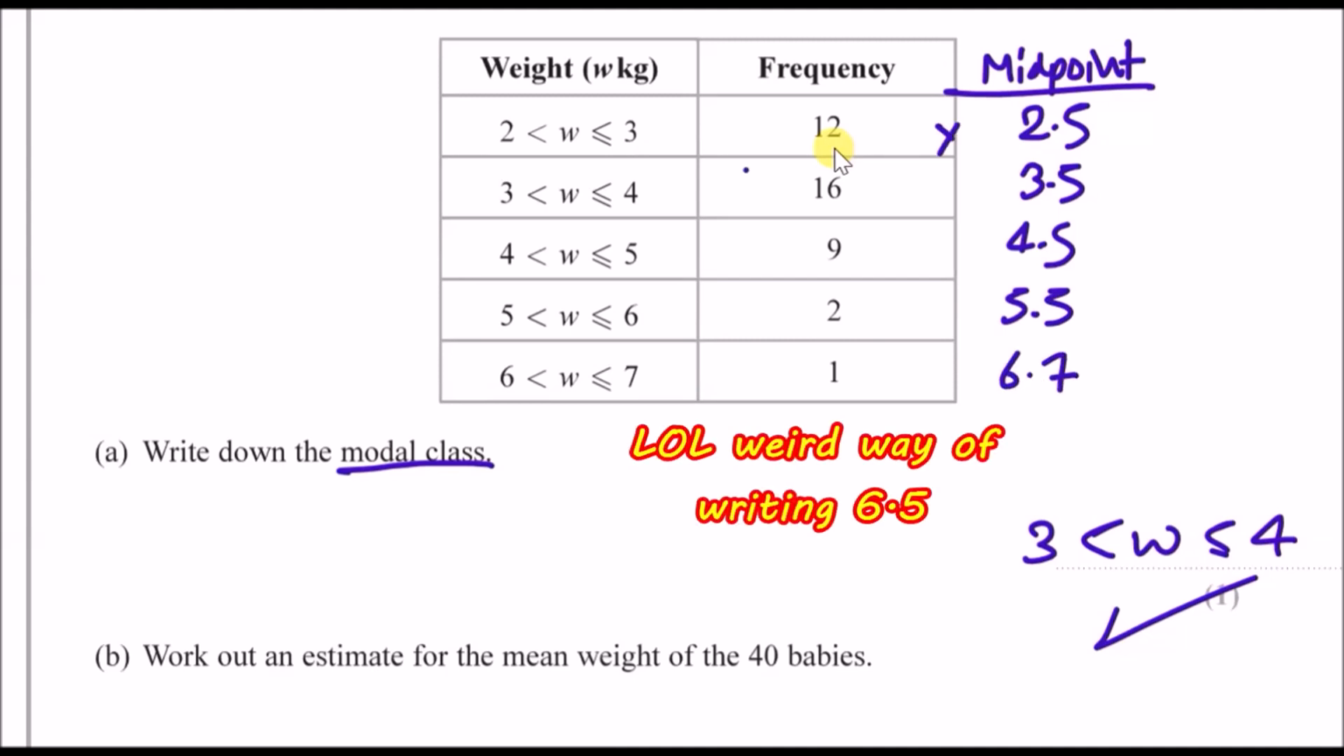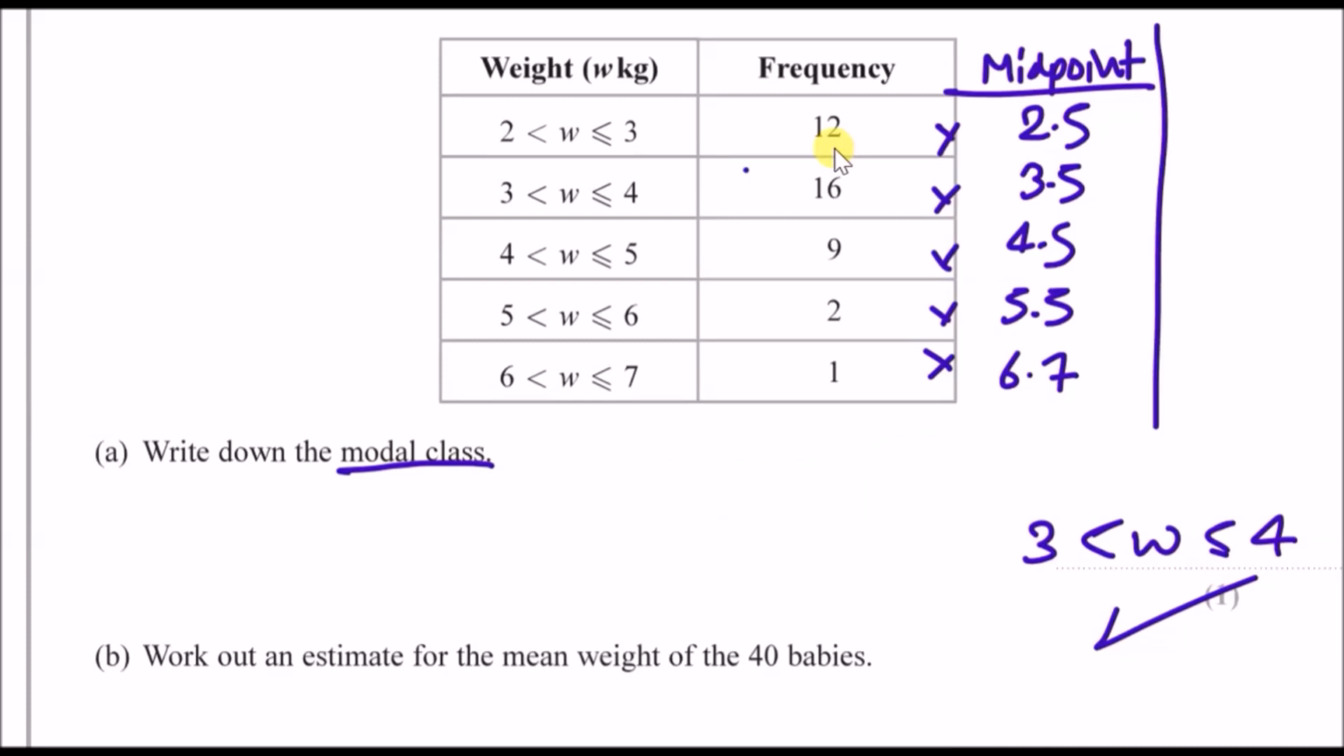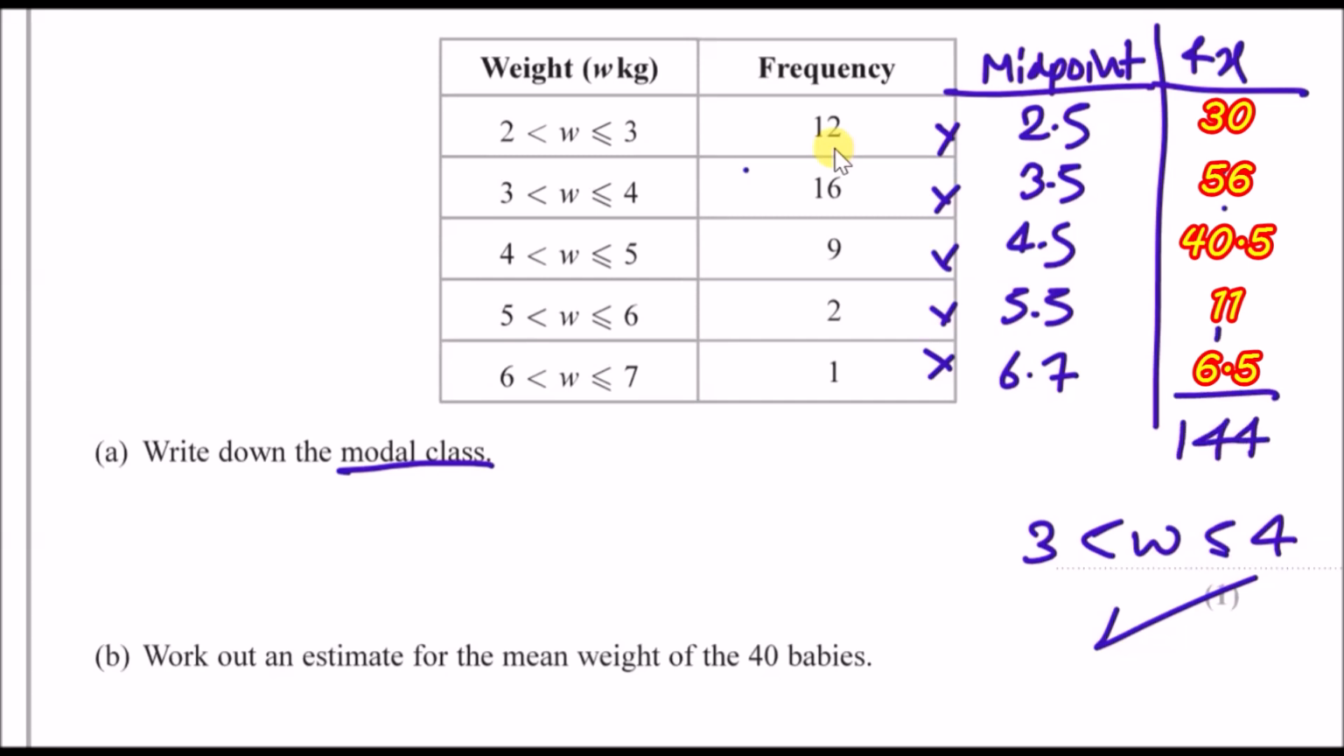And then we just multiply these numbers across. So we write a new column here and just call it fx if you want. So we can say 12 times 2.5 plus 16 times 3.5, so on. Once you do the maths here, you should get a total amount of 144, guys, yeah? Once you multiply and then you add them up.